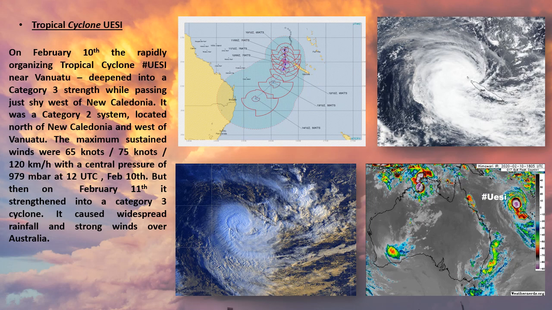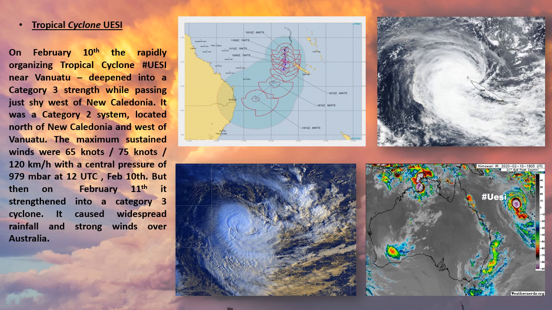So now when we come into the tropical region in the southern hemisphere, that is close to Australia, a tropical cyclone called Uesi formed near Vanuatu. It is an island close to Australia, and you can see here in this particular plot the storm Uesi, which was a Category 3 cyclone close to Australia, and this caused widespread rain across Australia.